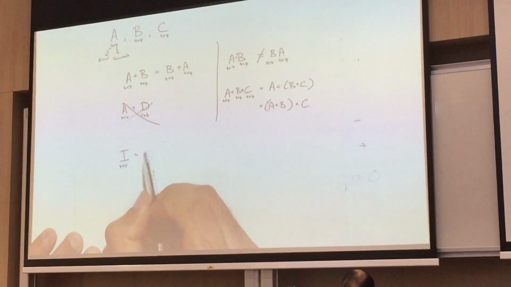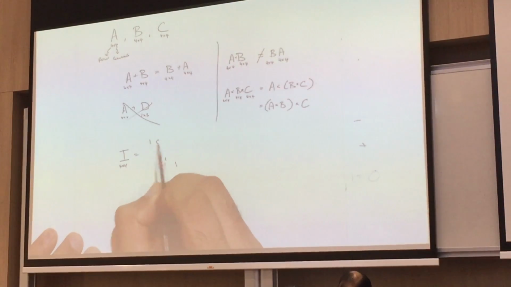Okay. Another thing, identity matrix. Defined by I. 1, 1, 1, 1, and 0.